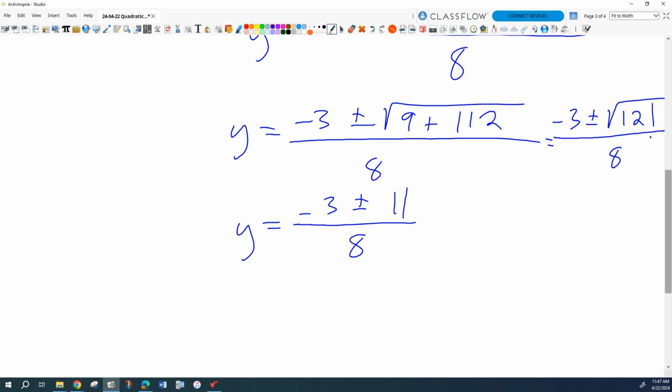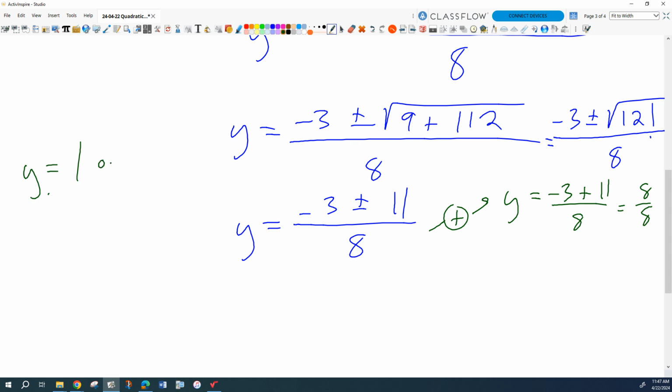So all we have to do now is ask ourselves, what happens if we take the plus sign? Well, then I get the answer y equals -3 plus 11 all divided by 8. What's -3 plus 11? 8. 8 over 8 is? Aha. So one answer is y equals 1.